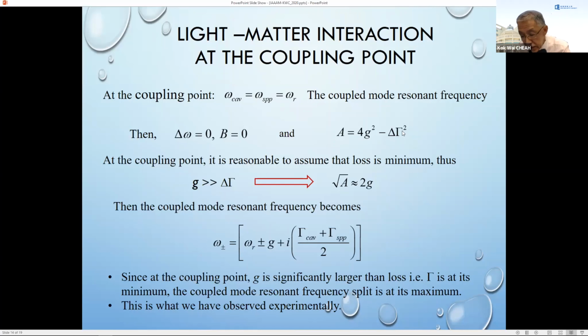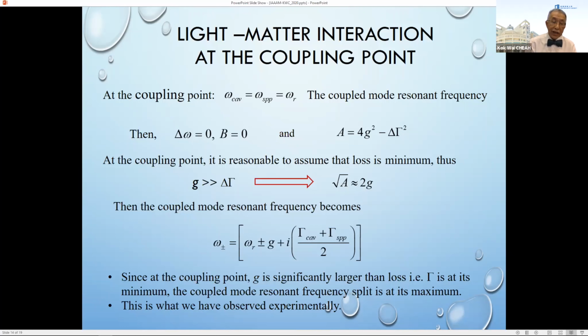And at the resonance here, at the coupling point where it's resonant, we will in fact have a very large split. That means the contribution from the delta omega here should be minimum. So we can assume that G will be much bigger than delta omega here. In that case, we can approximate the square root of A as approximately equal to 2G.